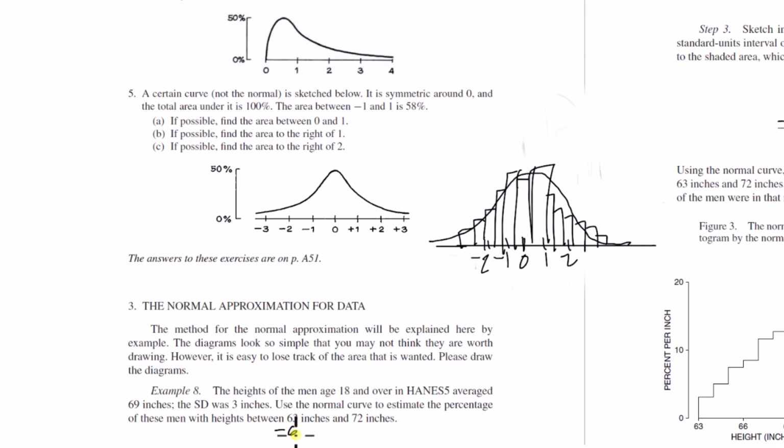Minus 6. What about 72? Plus 3. How many standard deviations is minus 6? Well, standard deviation is 3, so this is minus 2 standard deviations. How many standard deviations is 3? It's plus 1. So let me erase this. That's it. 63 is minus 2 in standard units. 72 is 1 in standard units. Okay, what's the area under the normal curve on the interval minus 2 to 1? That's what we did in the previous video.